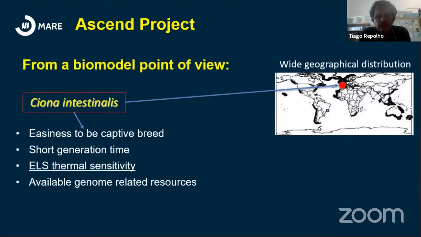Why Ciona intestinalis? Basically, following the work that we've done in Sweden, this organism is easy to be captive bred. Also, it has a short generation time, and the Ciona intestinalis early life stages are thermal sensitive, and also because of available genome-related resources.